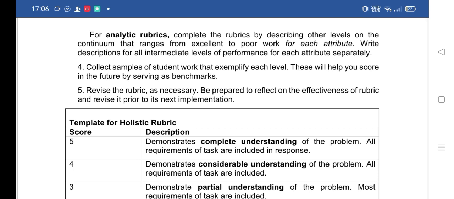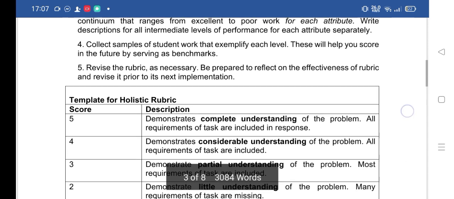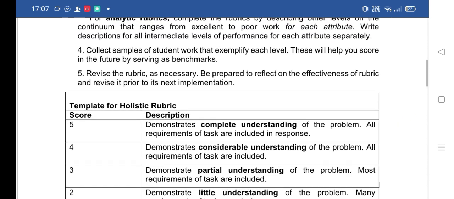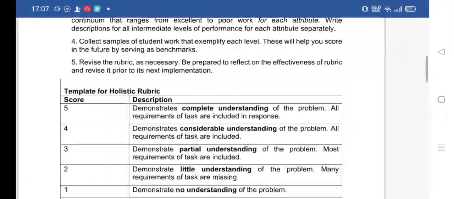in the grading system. Number 5, revise the rubrics as necessary. Be prepared to reflect on the effectiveness of the rubrics and revise them prior to their next implementation. So it is very essential that the rubric must be aligned and prepared for us teachers or future teachers to know what level the students must be developed to, or what their weaknesses are.